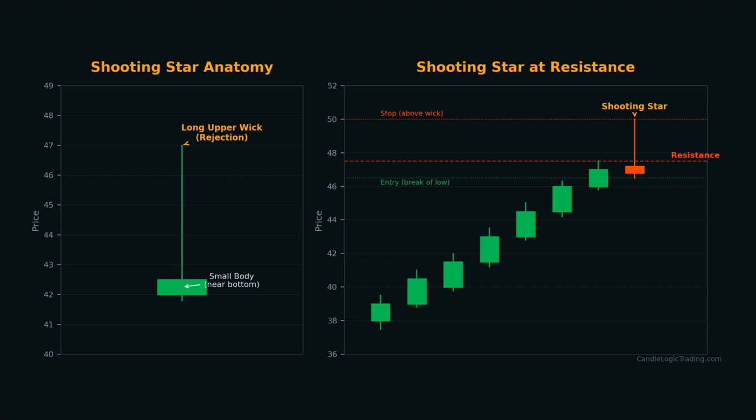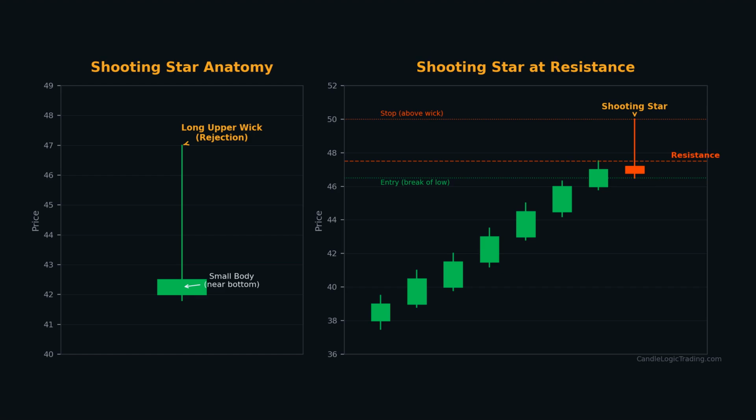And then sellers came in hard and slammed price all the way back down before the close. That's rejection. Buyers tried to push higher, and they failed. The longer that upper wick, the more dramatic the rejection. Now, where does a shooting star actually work? At the top of an uptrend, or right at a resistance level, a price where the market has been rejected before. Imagine price has been climbing for 5 or 6 sessions in a row, and then right at that old resistance level, you get a shooting star.